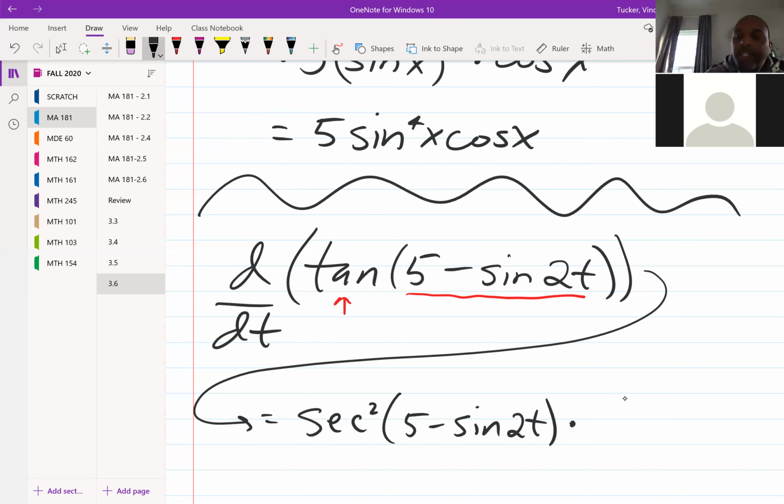And that's going to be times the derivative of the inside function. So we have 5 minus sine 2t. So the derivative of 5, remember the derivative of any constant is going to be 0. And we're looking at now the derivative of negative sine 2t. So we got to be careful here.